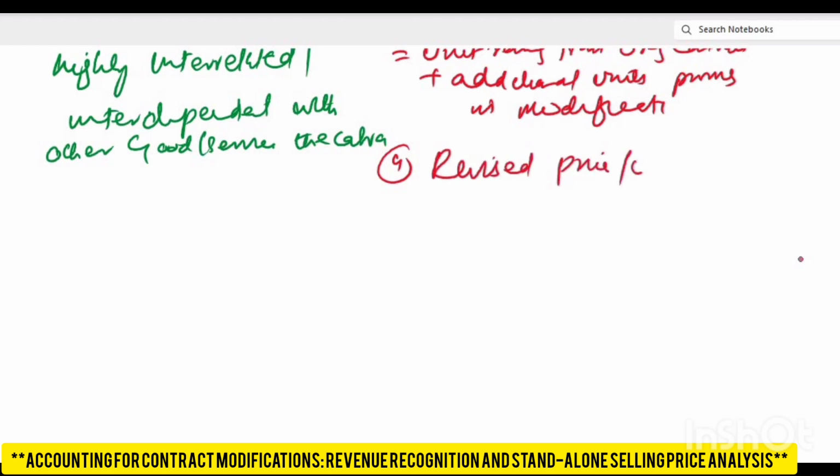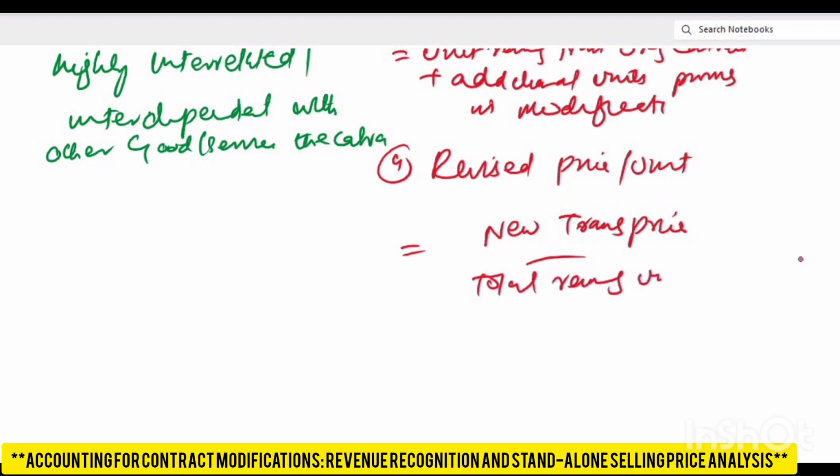price per unit. Clear? And for that what you will do, you have just to divide the new transaction price by total remaining units, and that will be your revised price per unit. So revenue for the future obligation will be calculated by the revised price per unit. So you have to follow these 4 steps.